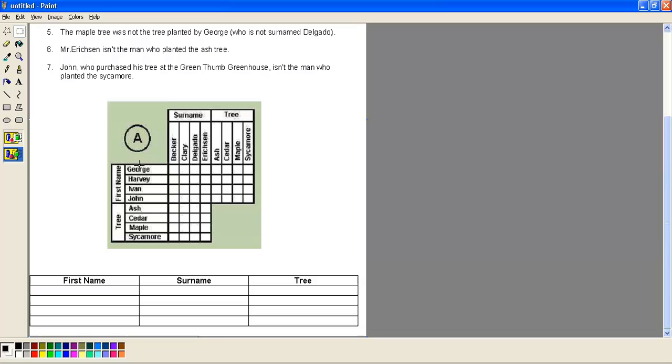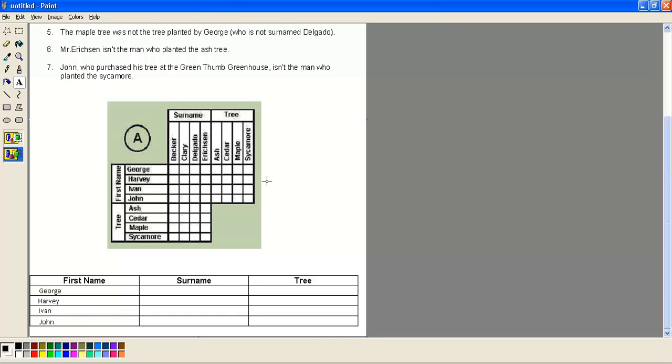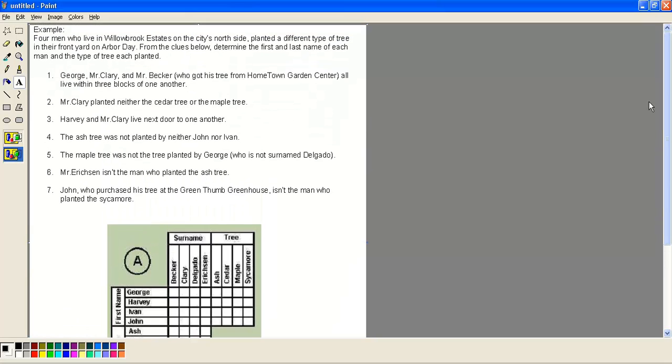So the first thing we can do is fill out the first name of each individual. So we know we have George, and we know we have Harvey, and Ivan, and John. So now we can start looking at some of our clues.